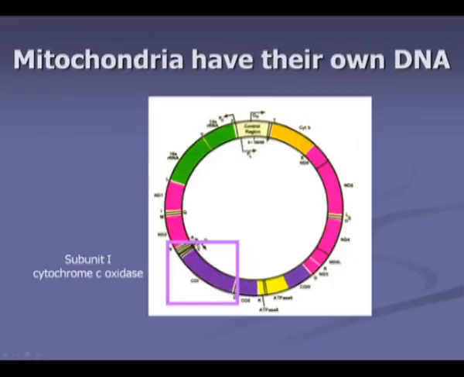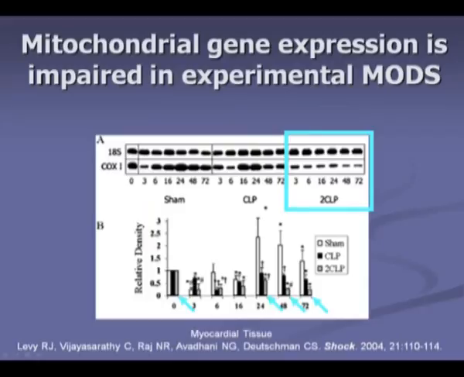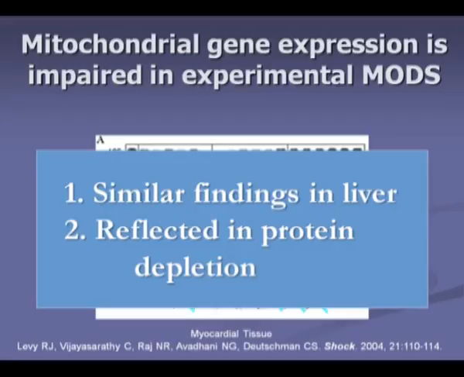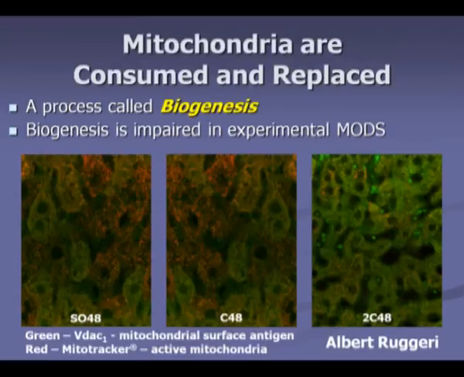For example, mitochondria, like cells, transcribe and regenerate. Mitochondria have their own DNA. They encode 39 different proteins. This DNA has to be replicated if the mitochondria are to remain viable or to reproduce themselves. I think what you can see here, looking again at severely septic animals and at one particular enzyme encoded by mitochondrial DNA, is that its expression is decreased as we get to severe sepsis. We've also seen similar findings in liver. It's reflected in protein depletion.